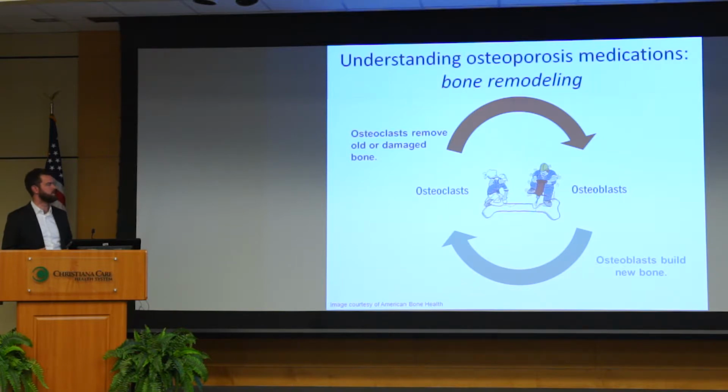So what these medications are doing is they're altering that balance. The majority of medications work on preventing bone from being broken down. They work on osteoclast. They prevent the action of osteoclast, which break down bone. So that's by far how the majority of medications work. There are a few that we'll talk about that work on the other end of the spectrum to build bone up, to stimulate bone production.